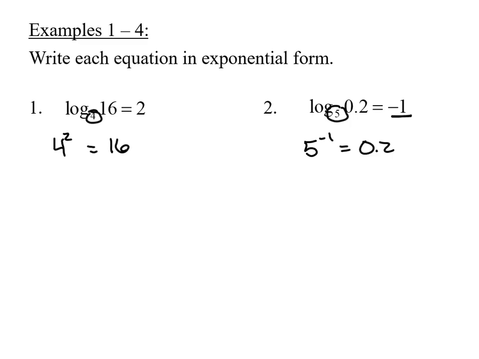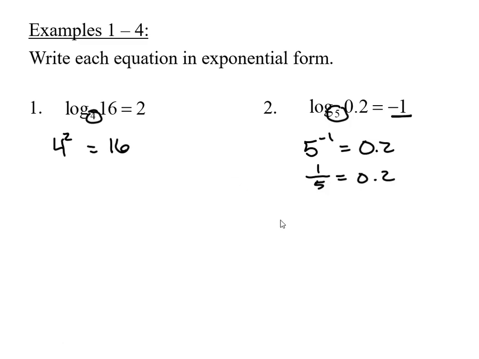Before, 0.2 was 5's buddy, and -1 was alone. Now -1 is over here with 5, and 0.2 is alone. So they switch places as far as which one is alone and which one is with the 5. So 5 to the -1 is 0.2. We know that's true because 5 to the -1 is the same as 1 over 5, and 1/5 is the same as 0.2. So that does give us a true statement.